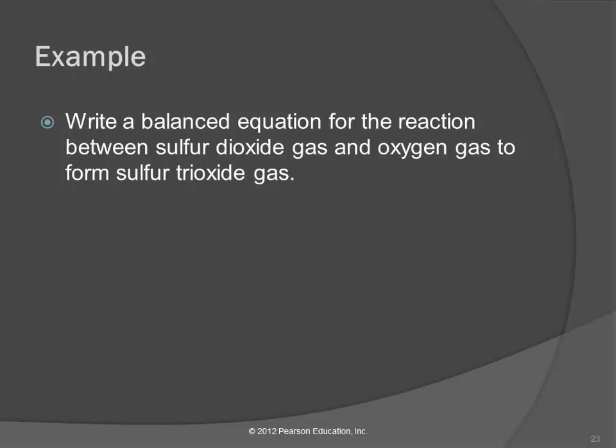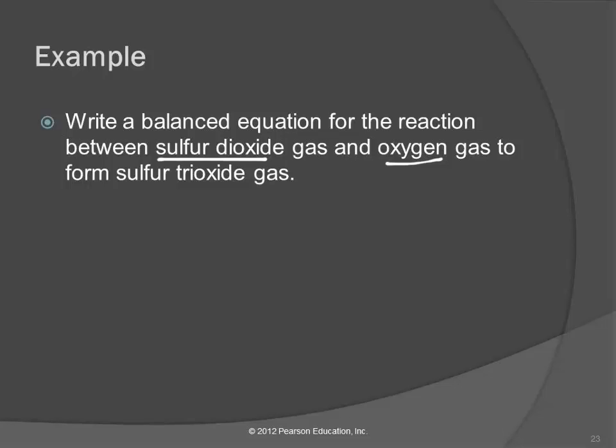So here's a second example. Write a balanced equation for the reaction between sulfur dioxide gas and oxygen gas to form sulfur trioxide gas. Again, we see that "to form" divides the reactants from the products. So we've got sulfur dioxide and we've got oxygen gas. And what are the formulas for those? Well, we have to recognize what kind of compounds they are.